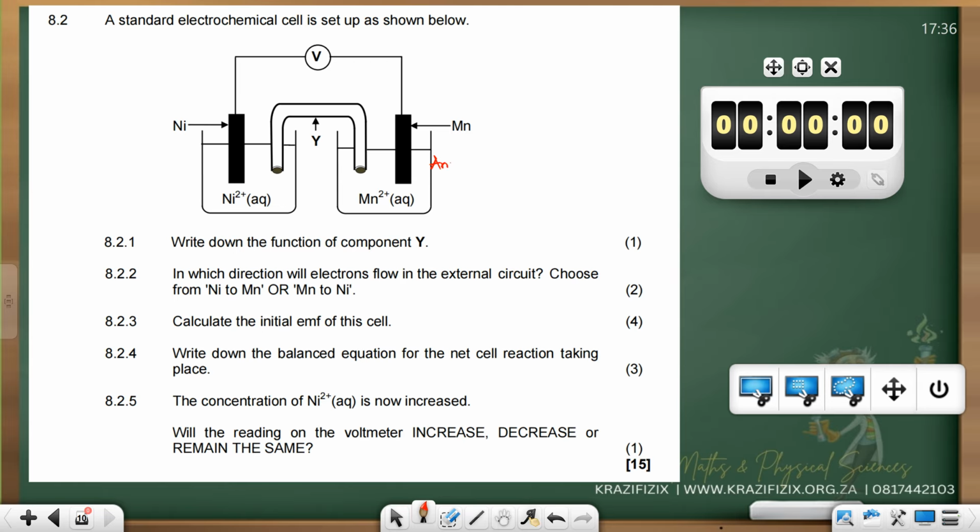Don't make a mistake on that one. So electrons would move that way. This is what you're going to hear or see on Monday. They will draw that electron. So know where it's coming from: the anode to the cathode.